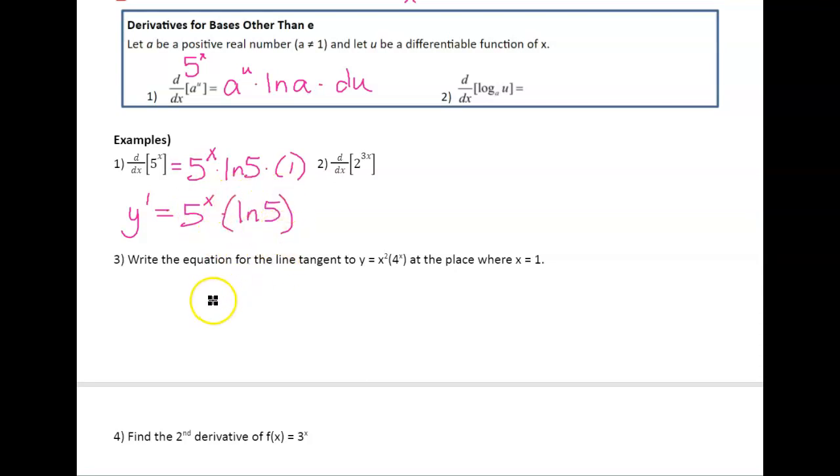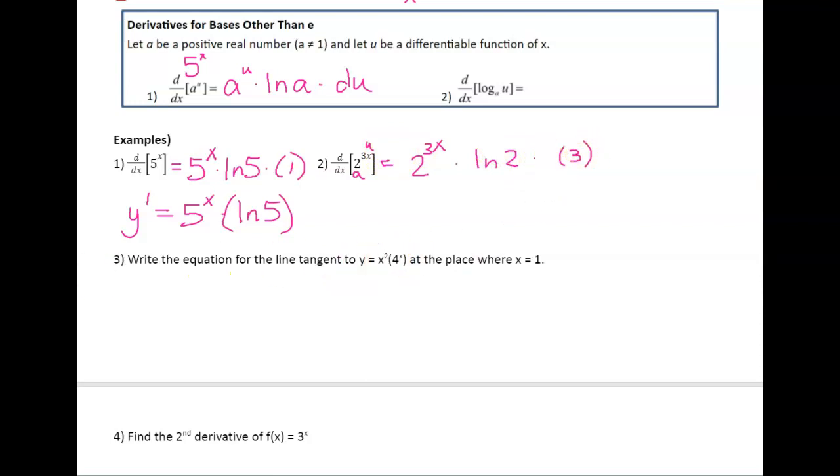Sometimes people put that in parentheses. All right, let's look at number 2. There'll be a little bit we can do here. So here's my a, here's my u. So a to the u times the natural log of a times the derivative of u.